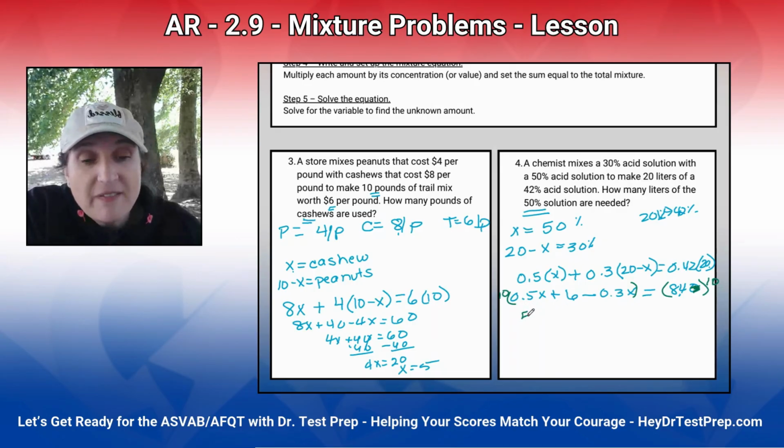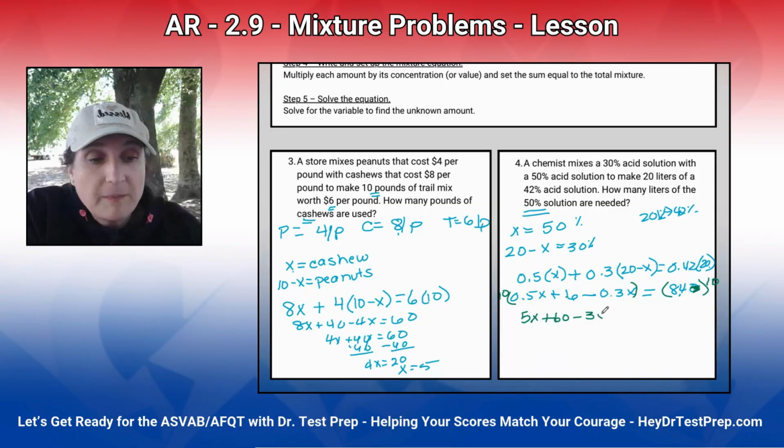10 times 0.5 gives me 5X. 10 times 6 gives me 60. 10 times 0.3 gives me 3. 8.4 times 10 gives me 84.